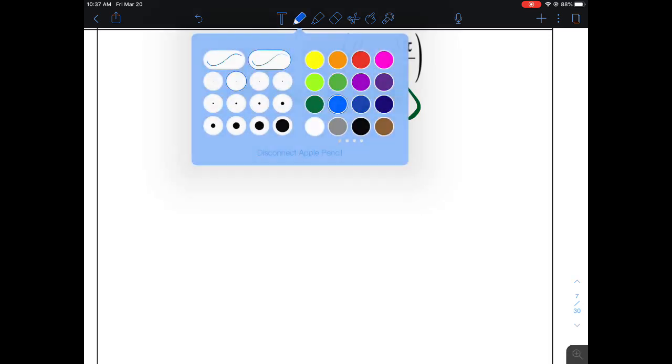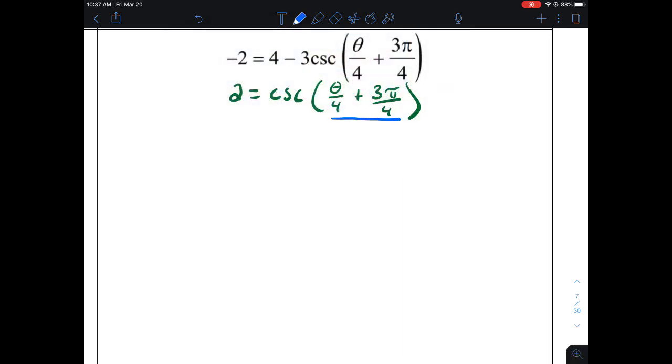And we'll do the same approach. Just say, all right, we'll temporarily let the inner function be x. And so I'll go to my unit circle and say cosecant of what numbers makes 2 on the unit circle? Well, cosecant's the reciprocal of sine. So cosecant will equal 2, where sine equals 1/2. Sine equals 1/2 at pi over 6 and 5 pi over 6.